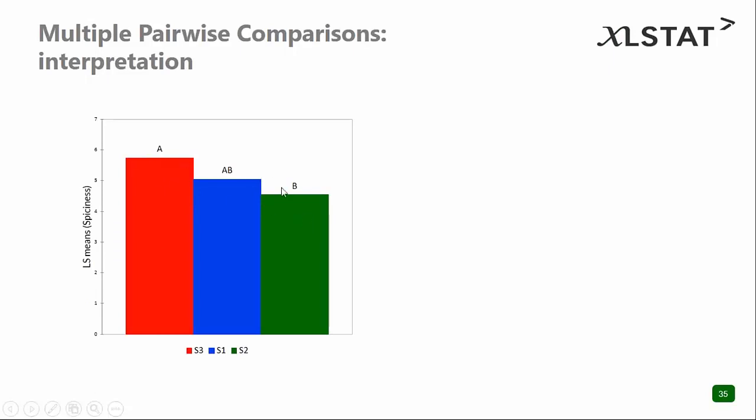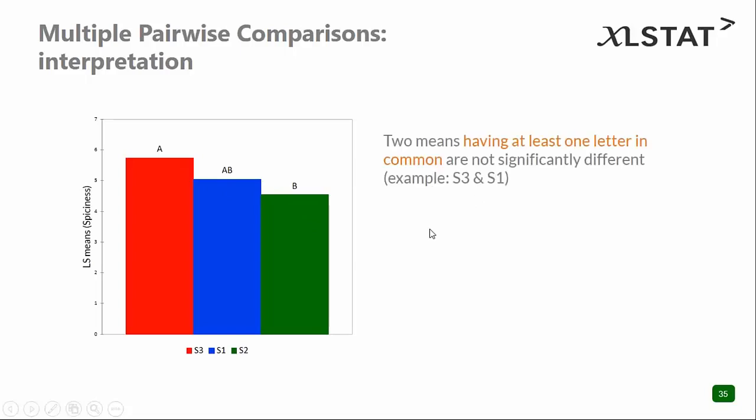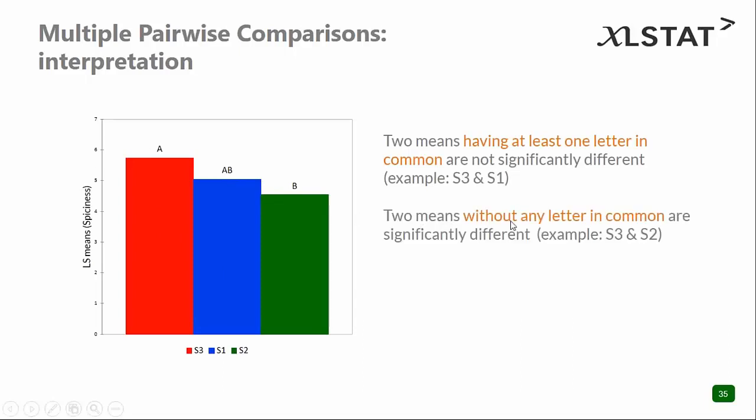As you can see, there are letters which are associated to each mean, A and B. Those letters are the key to the interpretation of multiple pairwise comparisons. Two means having at least one letter in common are not significantly different. If we take S3 and S1, we have the A in common. So those two means are not significantly different. In opposition, two means without any letter in common are significantly different. Here, if I take S3 and S2, A and B, we don't have any letter in common. So we can say that S3 and S2 are significantly different.